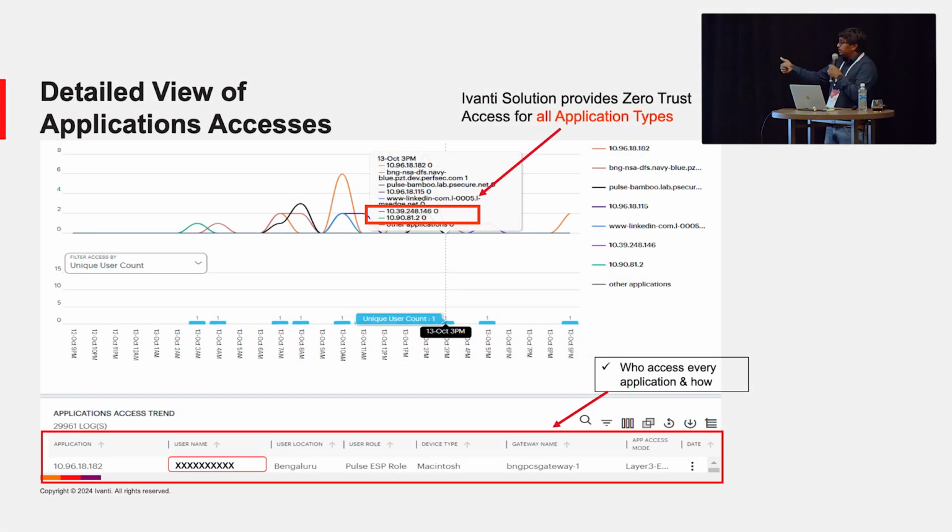And you can see the detailed view here, the block down under. It has all the details, the application details, the user details, the location of the user, as well as, again, these days with everybody working remotely, you really need to know from which location they're connecting from, and the device type, and to which gateway they're connecting.